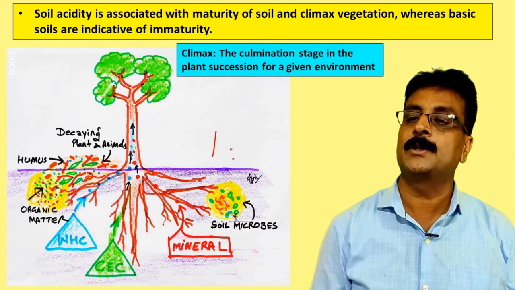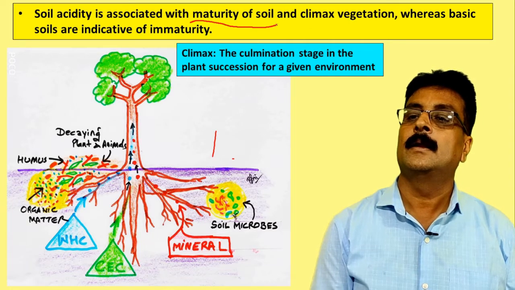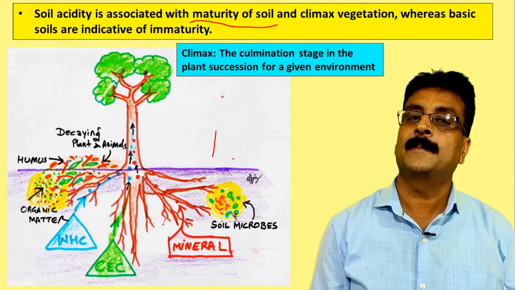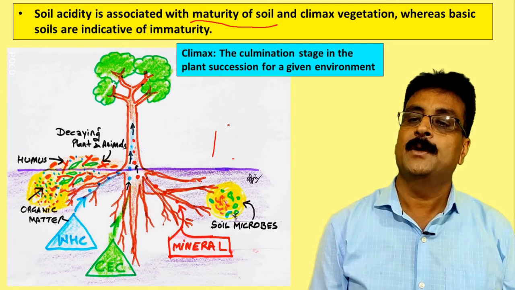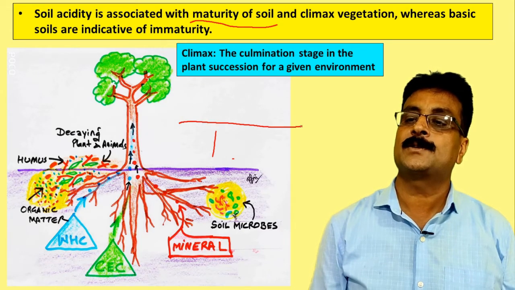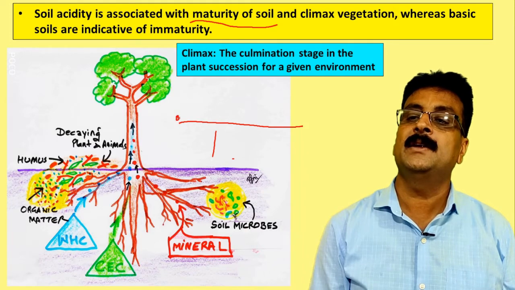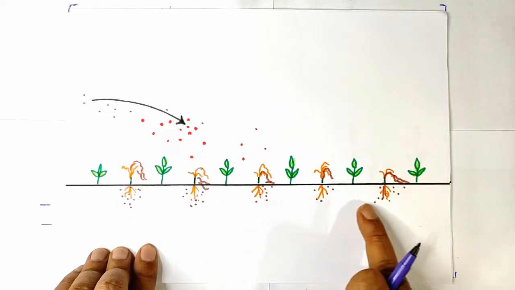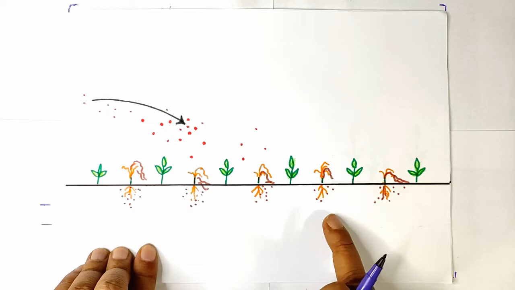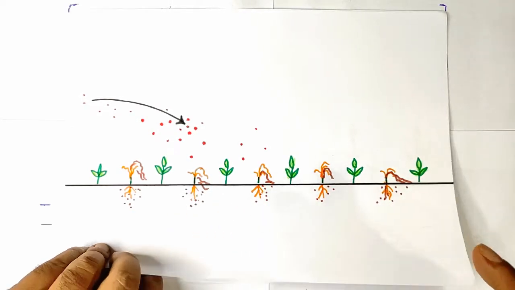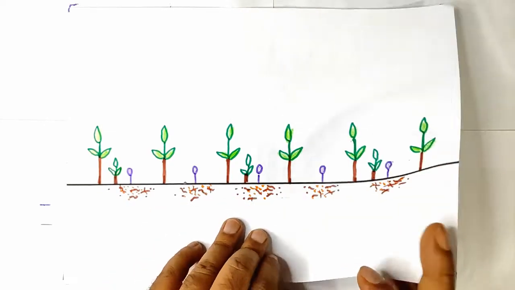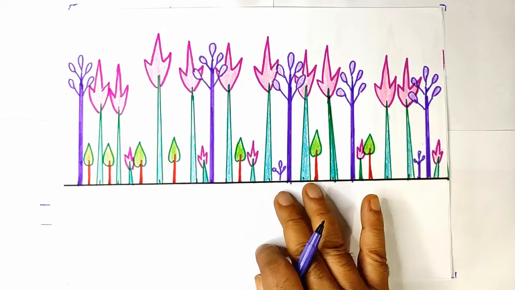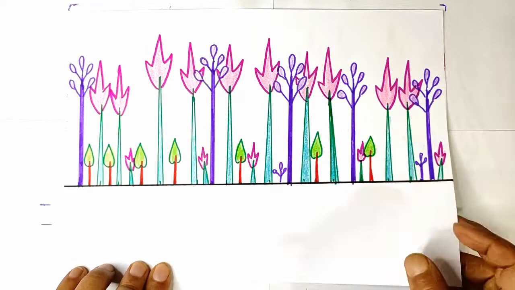Now when I say maturity of the soil, I relate it to succession of a forest. When a forest is there, a succession takes place. In the beginning there are pioneer species, when the soil is immature. Slowly the pioneer species are replaced by seral species, then subclimax species, and after many hundred years by climax species.